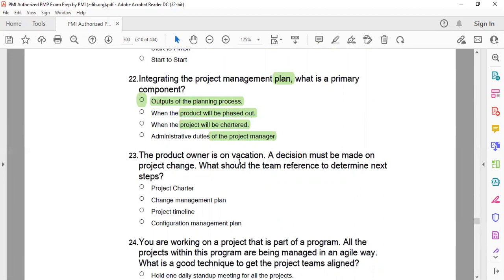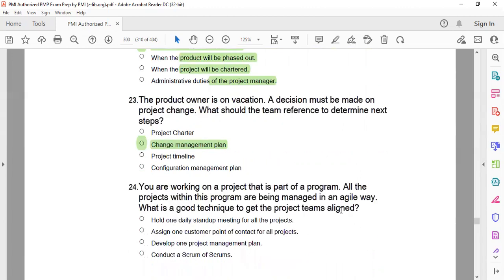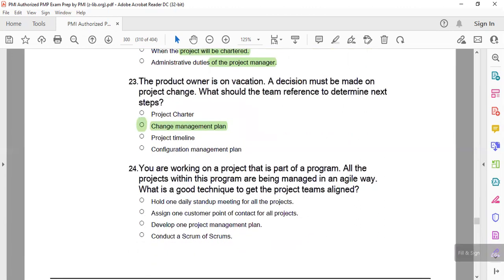The decision is about change. So answer should be is for the changes. All of you are correct. Change management plan. And the thing is about change, it has to be the change answer.